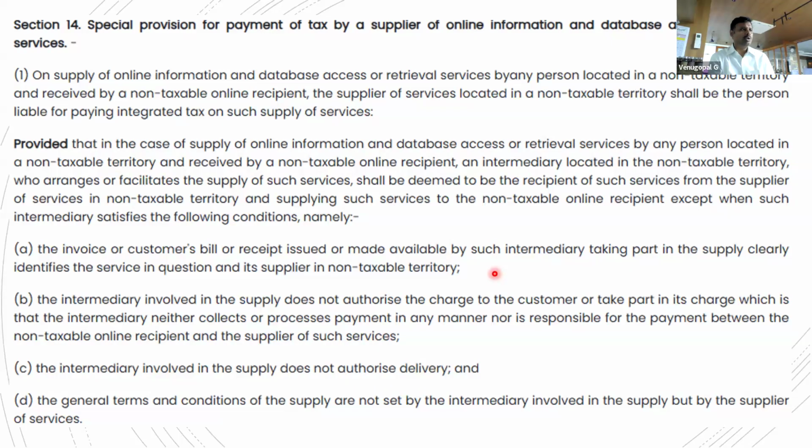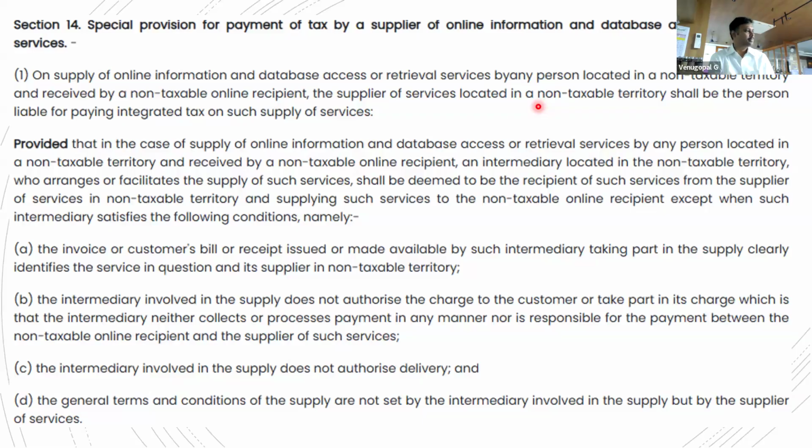It would be Google who is liable for it. Correct. So where does this come from? Because it says an intermediary located in a non-taxable territory shall be deemed to be a recipient. Correct. But section 14 says tax shall be payable by the supplier. Correct. So Australian company, I am the supplier, intermediary is the recipient. How can the tax be paid by the recipient when 14 says tax has to be paid by the supplier?